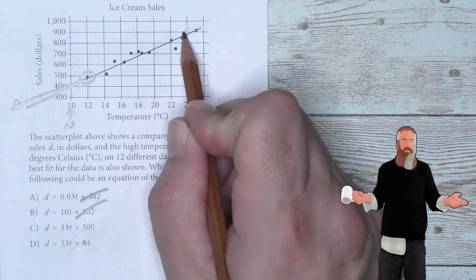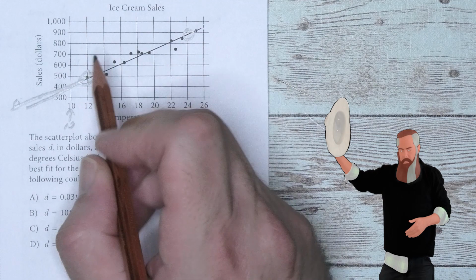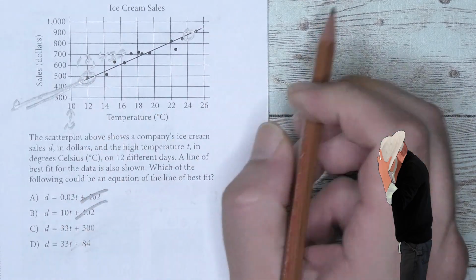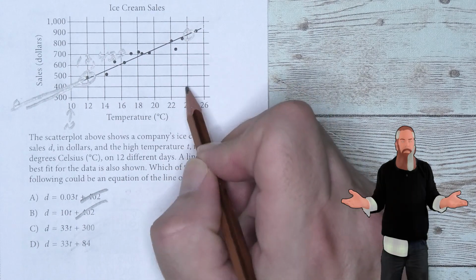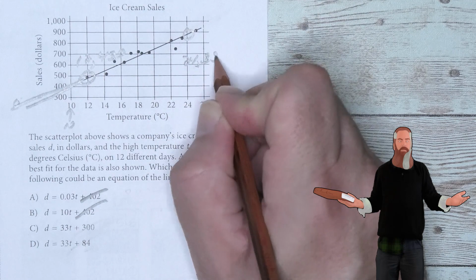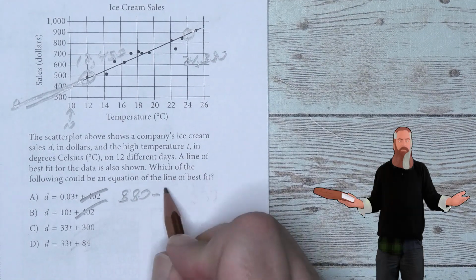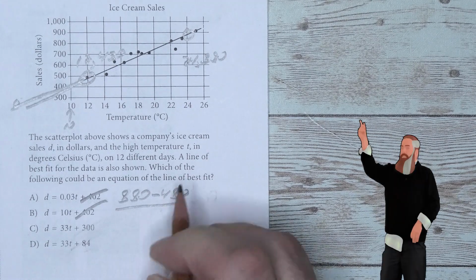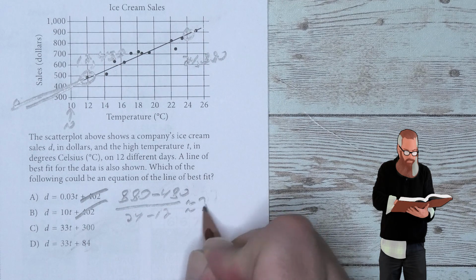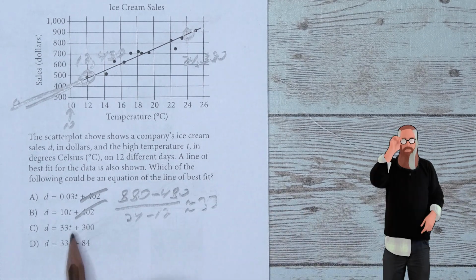So let's choose 2 points. I'm choosing this point because it's very close to that intersection. This is going to give me 12 and about 480. And I'm choosing this point because it's right on the 24. And it's at about 880. To figure out the slope, I do 880 minus 480 over 24 minus 12. And this is going to give me approximately 33, which means I have a slope of 33.